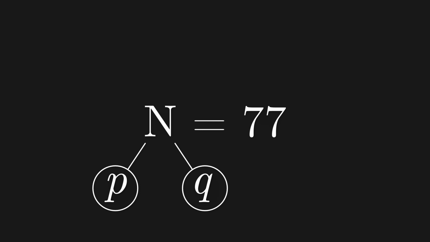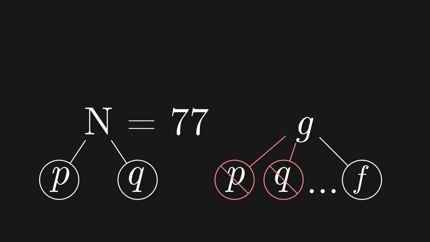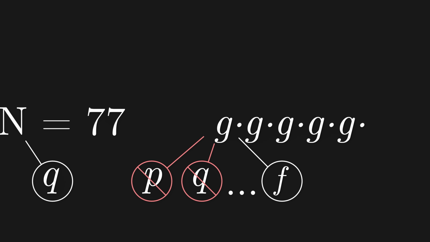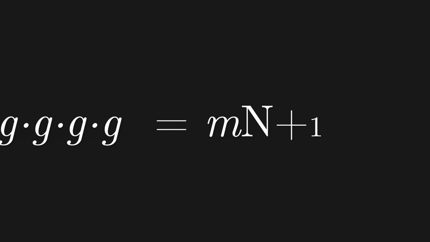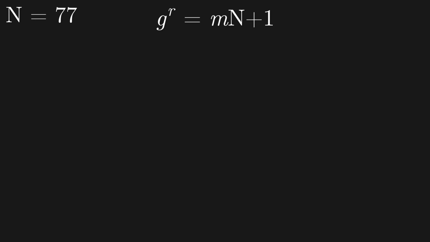Now I want to use a fact about numbers that feels like magic. Pick a number, g, that doesn't share any factors with n. If you multiply g by itself over and over and over, you will always, eventually, reach a multiple of n plus 1. In other words, you can always find some exponent r, such that g to the power of r is a multiple of n plus 1. Let's see how this works.